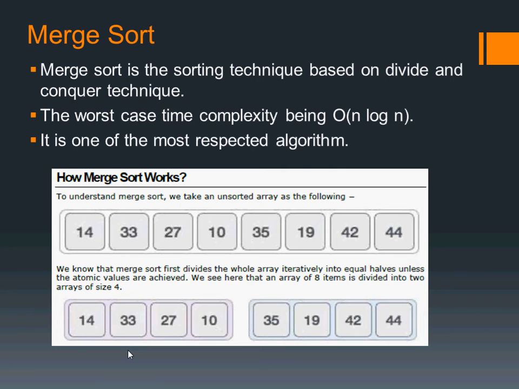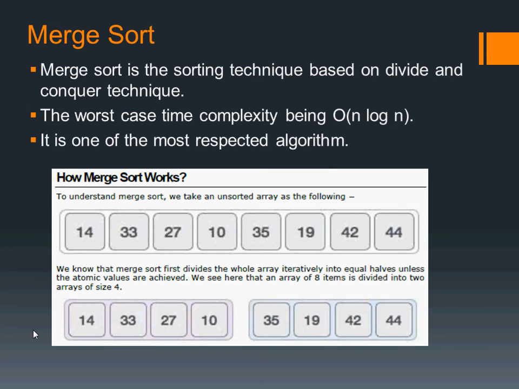Okay, so next we're going to see something about merge sort. Merge sort is a sorting technique based on the divide and conquer technique. We have to divide the elements and conquer them back. The worst case scenario is order of n log n, so it's the most respected algorithm. So how it works, we will see by means of an example: 14, 33, 27, 10, 35, 19, 42, 44.